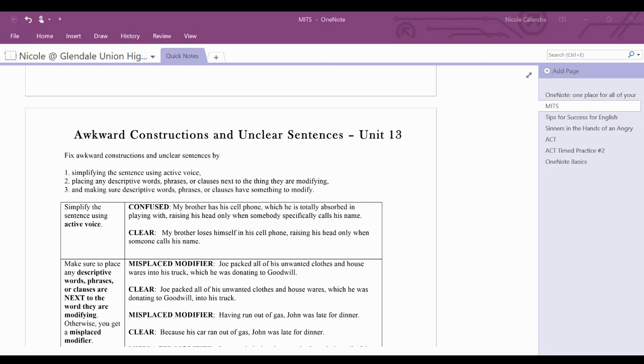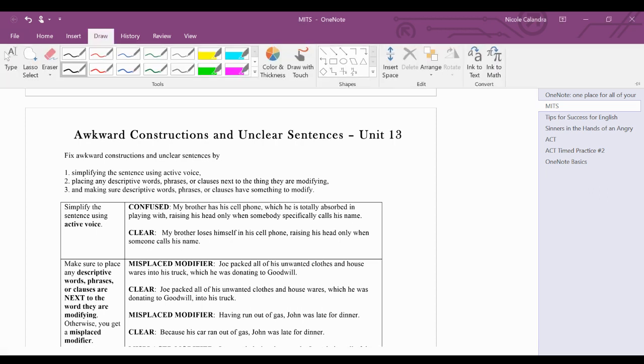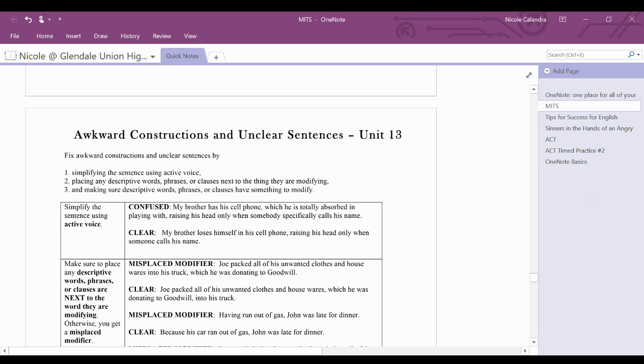Right, so Unit 13 grammar is awkward constructions and unclear sentences. Now, there are 3 ways that you can avoid this. The first way to fix an awkward construction or an unclear sentence is simplifying the sentence to active voice. And we've worked on that a little bit. So that's one way to make things a little bit clearer.